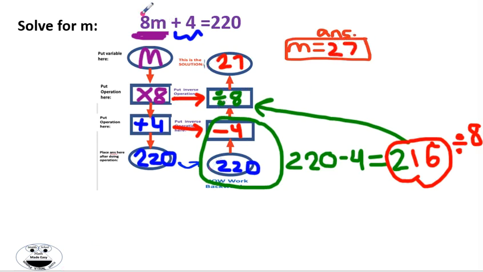And then we can check. We can do 8 times 27 and get our answer, and then we can add 4 and see if we get 220.